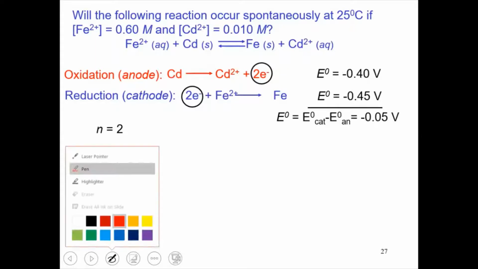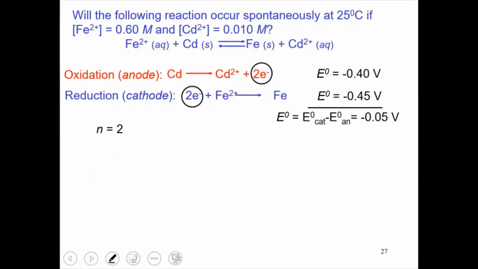Notice that this is negative, correct? So in the standard state, this reaction is not spontaneous, at least in the direction that it's written. Let's see if changing the concentrations of the electrolytes turns it into a spontaneous reaction. So that negative there is going to be our standard potential.